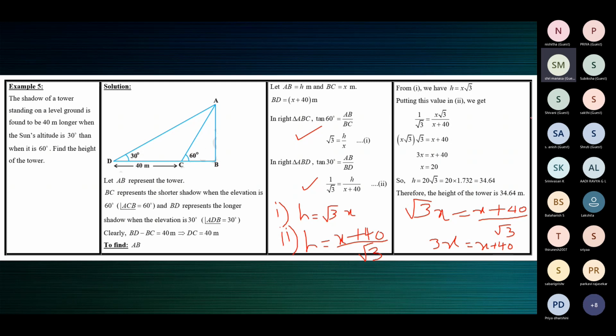For the alternate method, this one will not come. Using 1, we get this. Using 2, we get this. And then this one. After finding x, you will get the step: x is 20. Then you should work out h is equal to 20 root 3.